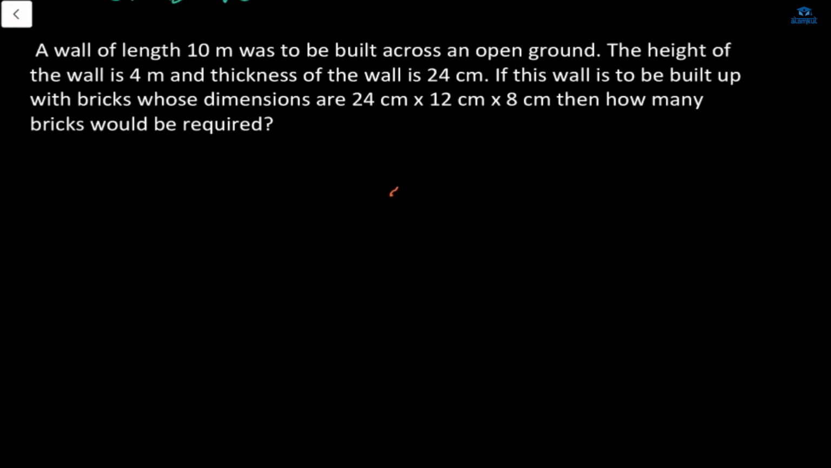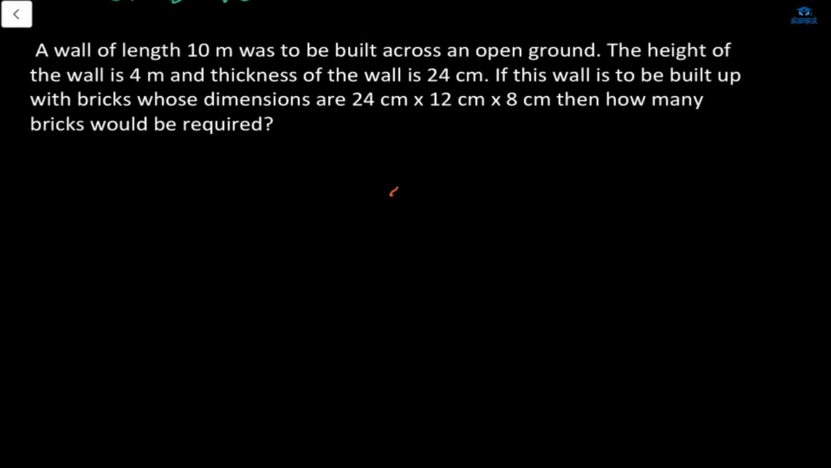So should I tell how to do it? Yeah, you tell me. So first we can find the volume of the wall, which is length into thickness into height. So 10 into 24 into 400 centimeter cubed.